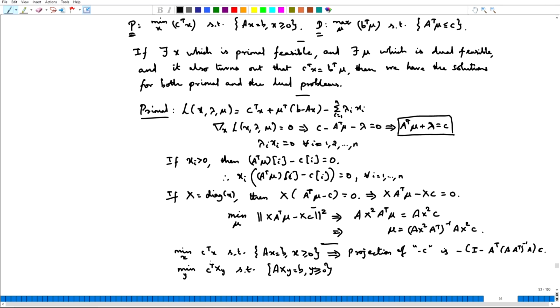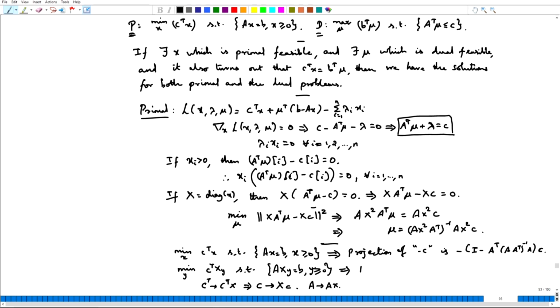So, you can see that C transpose has become C transpose X. So, that implies C will become X transpose C, but X is a diagonal matrix. So, X and X transpose are the same. So, this is X C, and similarly A has actually become A X, okay.